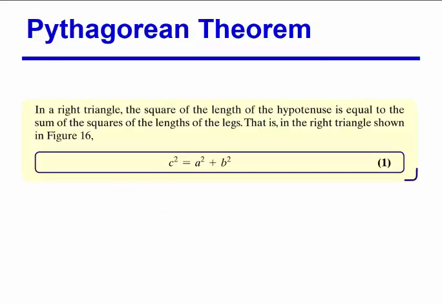So in a right triangle, the square of the length of the hypotenuse is equal to the sum of the squares of the length of the legs. That is, in a right triangle as shown in figure 16, C squared is equal to A squared plus B squared.